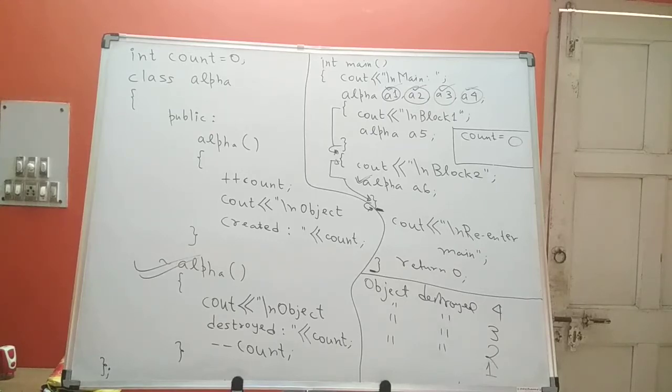And the moment you exited the entire program, the objects that were there right from the start, A1, A2, A3, A4, were destroyed one by one, in the reverse order. So remember, objects are destroyed in reverse order of creation. First A4 was destroyed, then A3, then A2, and then A1.